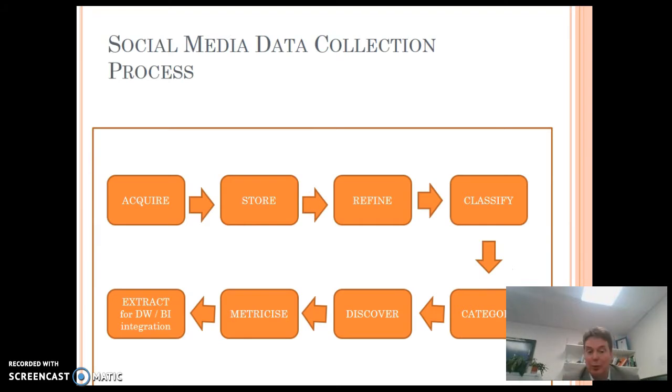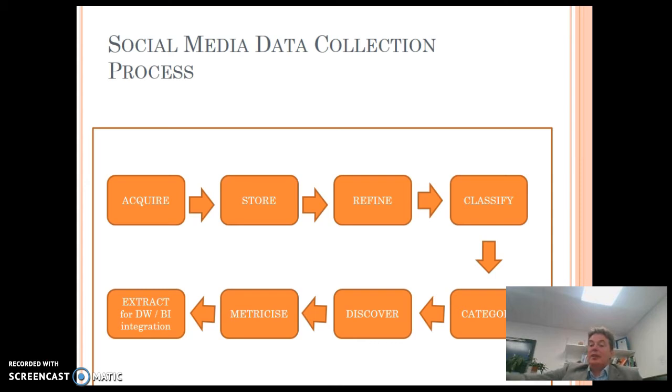So this is the process we're going to go through. In the next little while, we're going to talk about the acquisition of data. So do we actually collect it ourselves, or do we buy it in? We have to store it. We have to keep it safe. We have to refine it, so we need to clean it up and make it usable. And then we have to classify it. So what are the connections between the data? Then we categorize it.